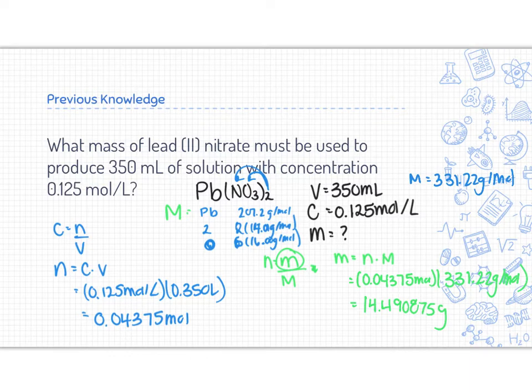Last thing we need to do is look at significant digits. There are 3 significant digits in 350, and there are 3 significant digits in our concentration. Remember, leading zeros do not count. So we need to round to 3 significant digits, and we'll keep the 1, 4, 4. We need to round that up, so 14.5 grams is what we would need to dissolve.